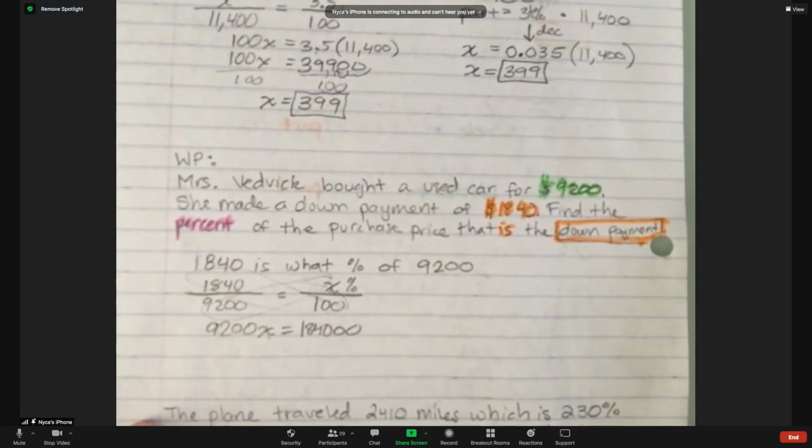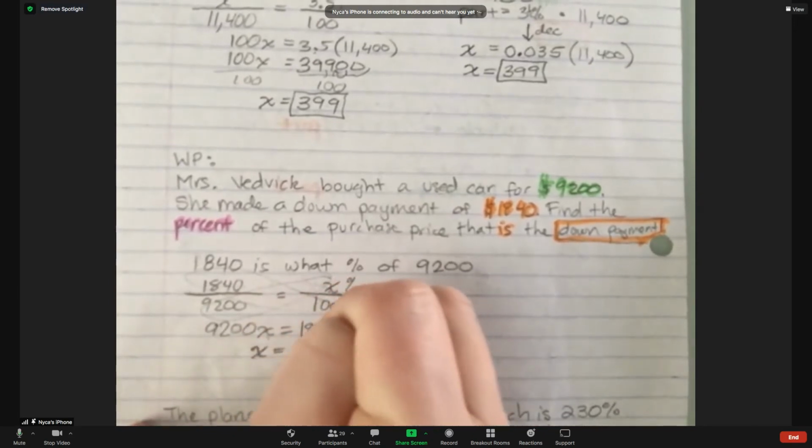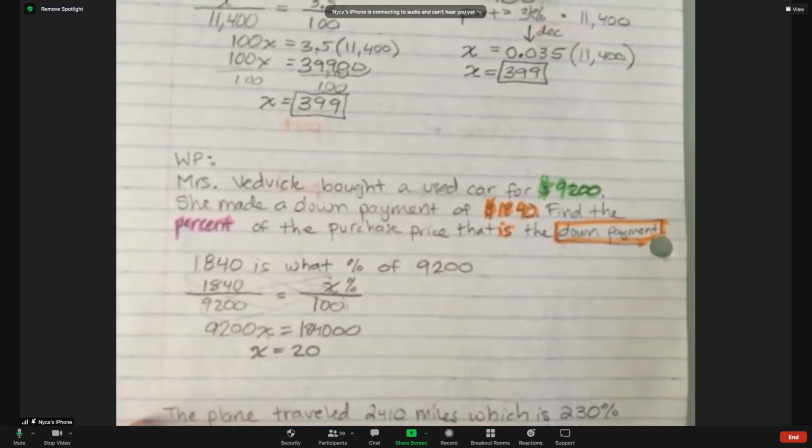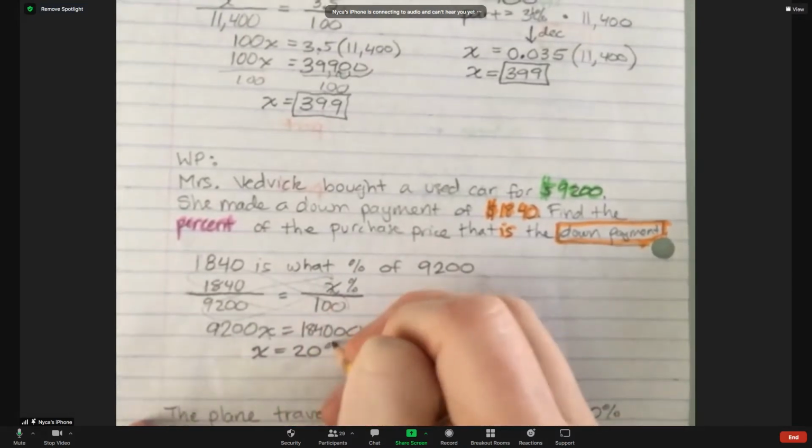All right, once I get to this point, I need to isolate x, so then I take 184,000 divided by 9,200. When I do that, I get x equals 20. Now, am I done? No, I need to recall it's the percent, so this is 20%.